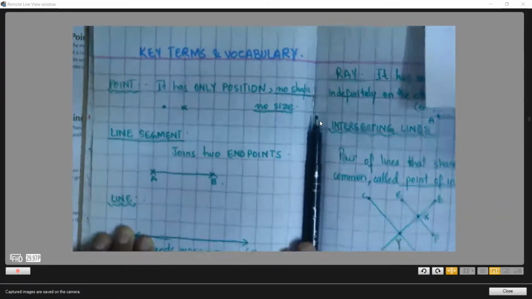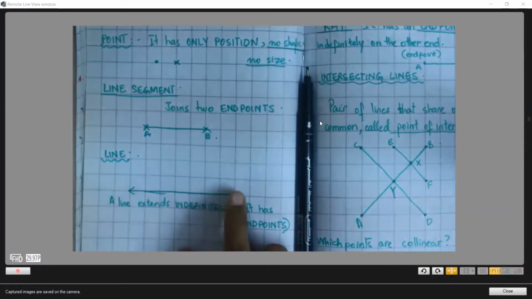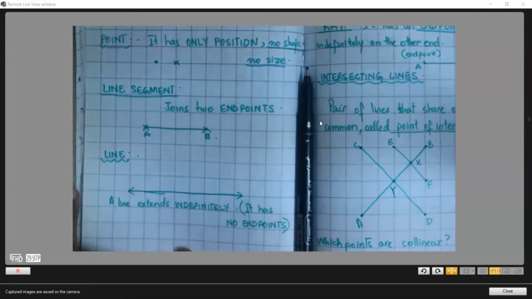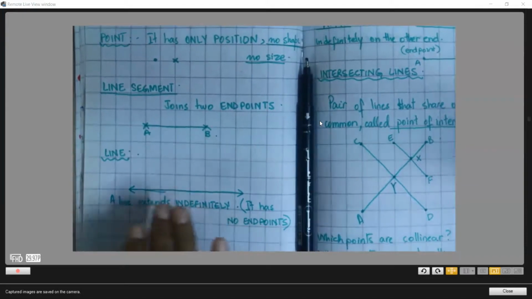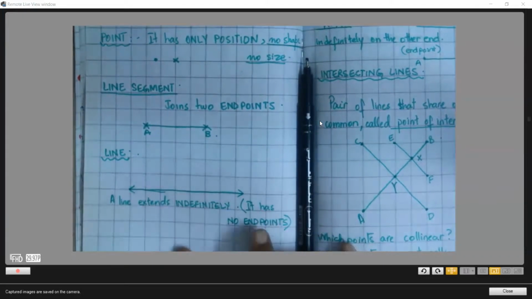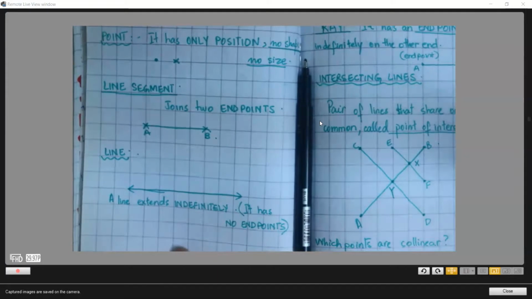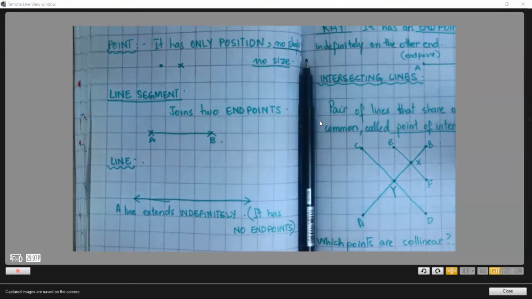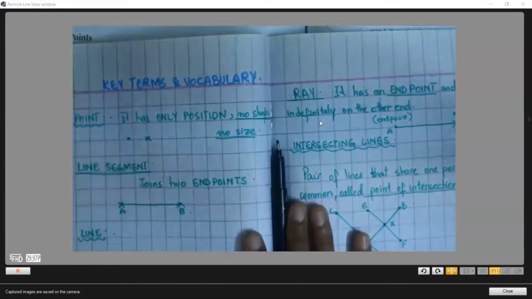A simple line is different from a line segment in the fact that it extends indefinitely on both sides. It has no endpoints. It continues in both directions. What does indefinitely mean? That means it doesn't have an end. It goes on continuously. So what's the difference between a line segment and a line? A line segment has 2 endpoints and a line keeps going on. I mean, it can keep extending.